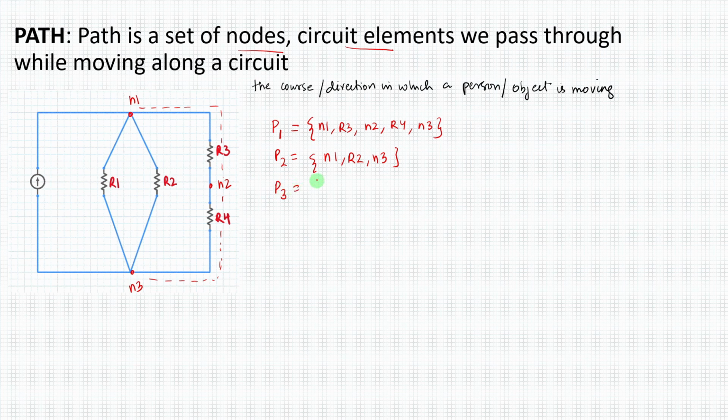I can define another path. This is a set of nodes and circuit elements that we pass through. Maybe I can take N1, R1 and N3. So in this case I'm moving from N1, R1 and N3.